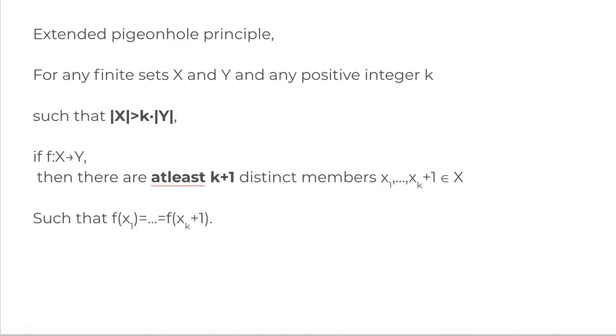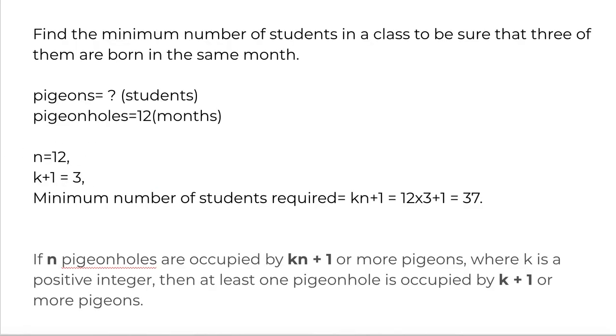This is the formal version of the extended pigeonhole principle, where the only change is that the magnitude of set x is greater than k times the cardinality of set y. And yep, that's similar to the pigeonhole principle that we formally wrote. Let's look at a question now. I'll give you a couple of minutes to think over this.